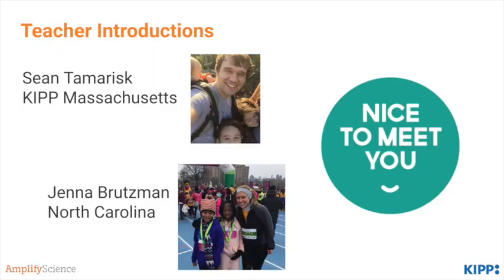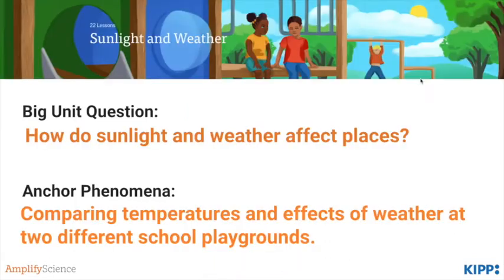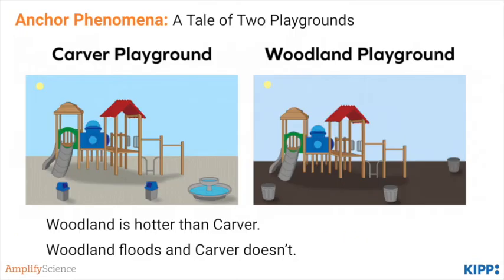My name is Sean Tamarisk of KIPP, Massachusetts, and Jenna Brutzman of North Carolina also helped put together these master teacher materials. Our big unit question is, how do sunlight and weather affect places? And the anchor phenomenon has to do with the effects of weather at two different school playgrounds. Yes, indeed. This is a tale of two playgrounds.